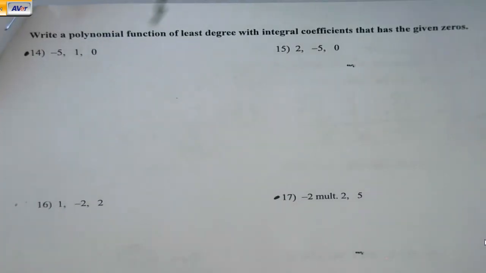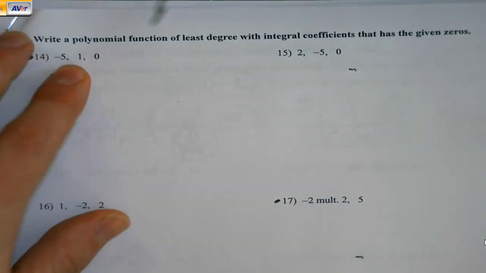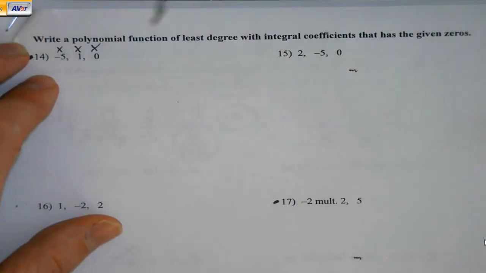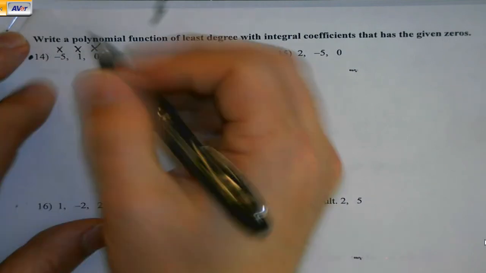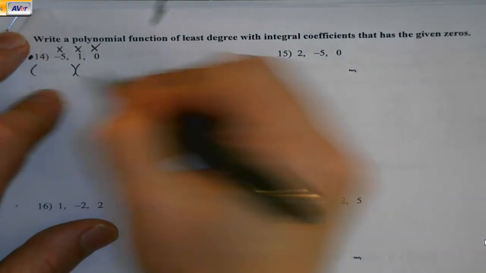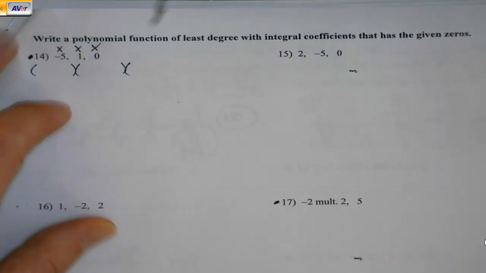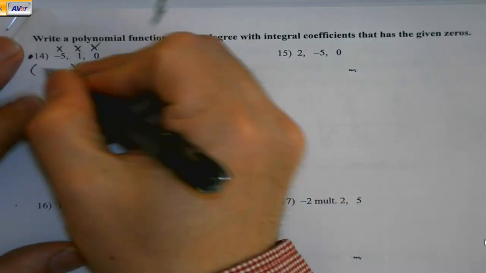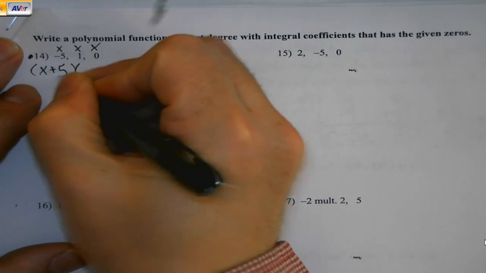Polynomial functions. Write a polynomial function of least degree with the integral coefficients that has the given zeros. In other words, we want these looking like the original problems on the last page. How do I do that? Okay, these are all my x-intercepts. These are all my roots. So my first job is to get them back into binomial form, typically, which I do by doing the opposite.